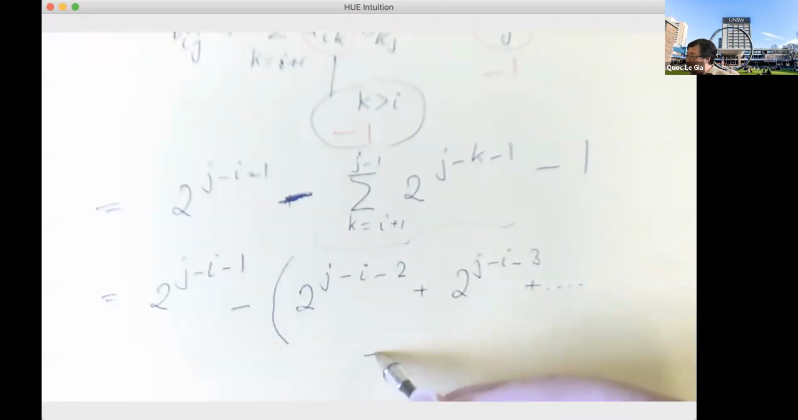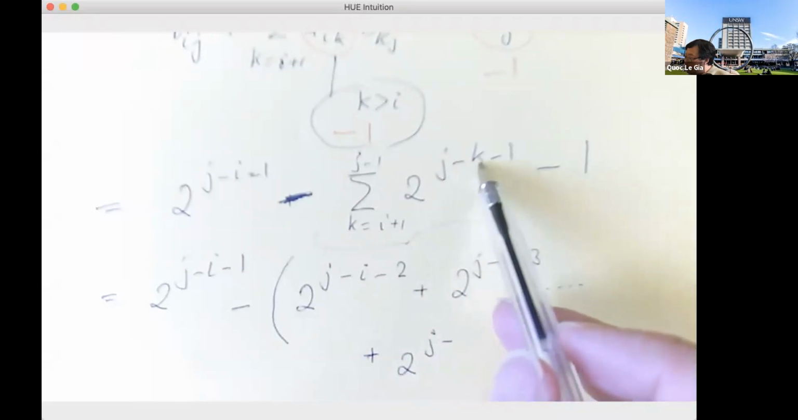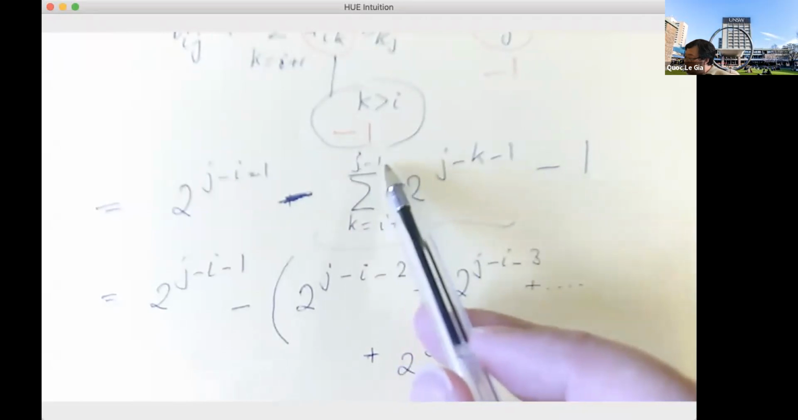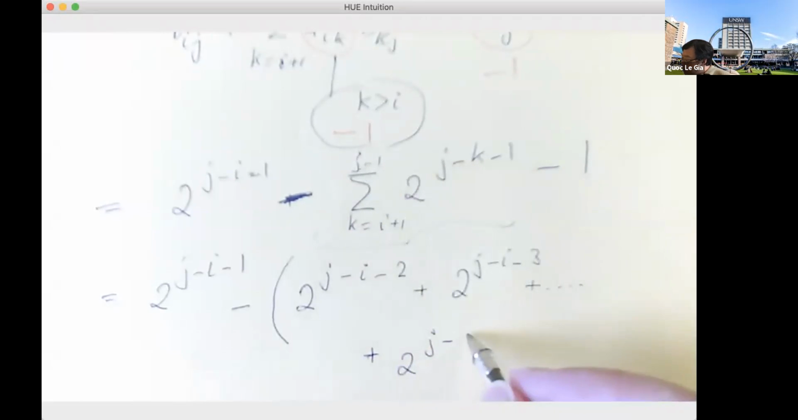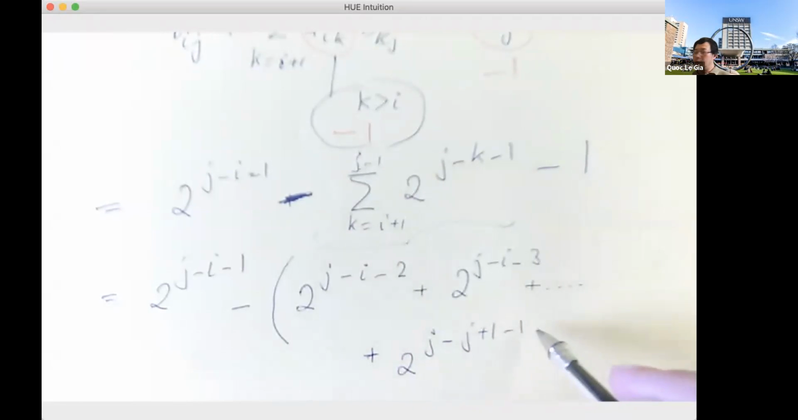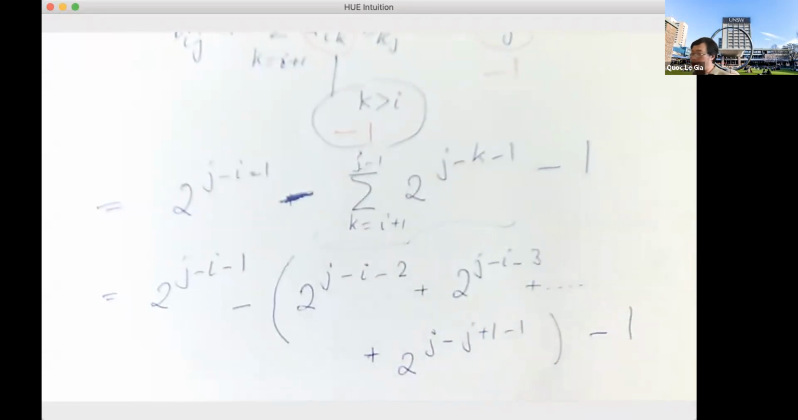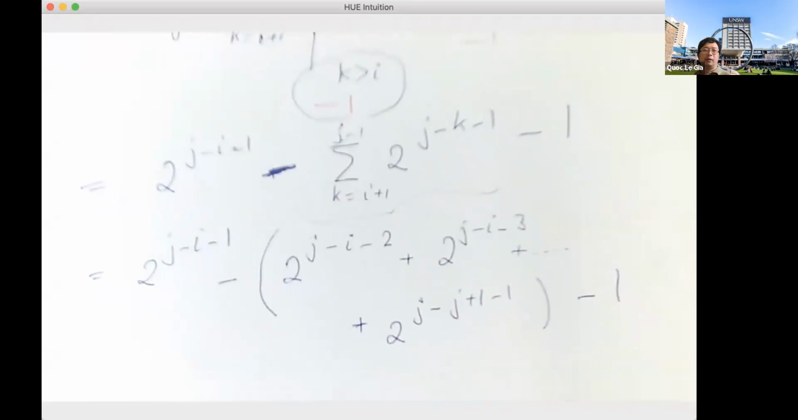So the last term will be 2 to the J minus, so what is K here? So the last just is J minus 1. So J minus J plus 1 minus 1. Okay, and then the whole thing is just -1. Okay.